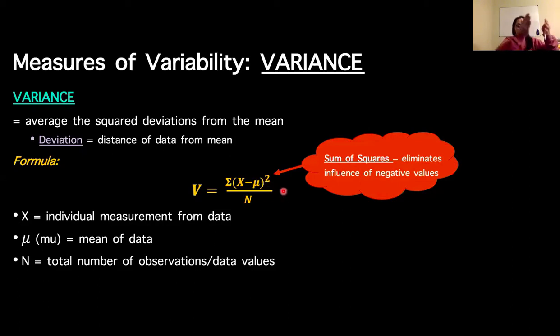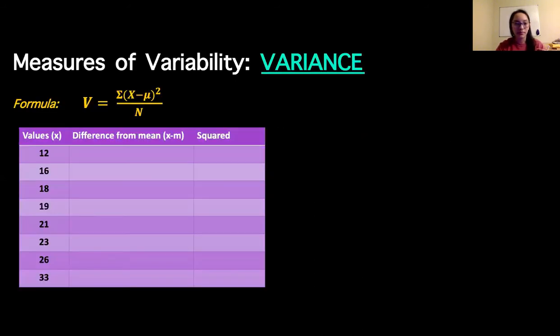Add up the differences from every single one of your raw scores, and then we divide it by the sample size, and that tells us the variance. Okay, so I have an example of this because using words to describe formulas sometimes isn't always easy.